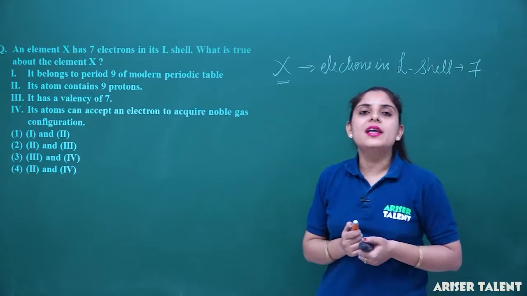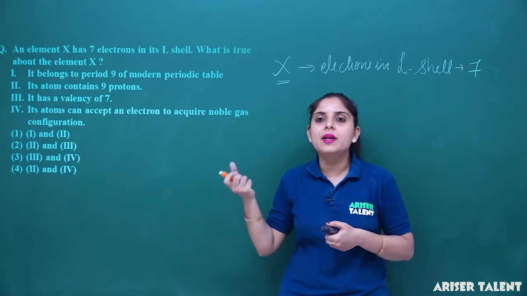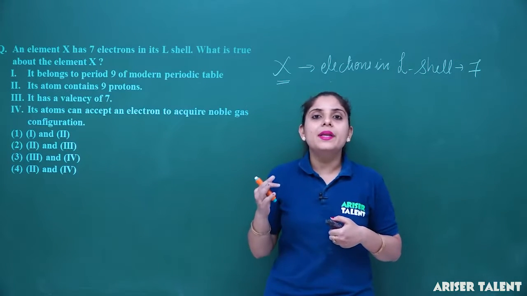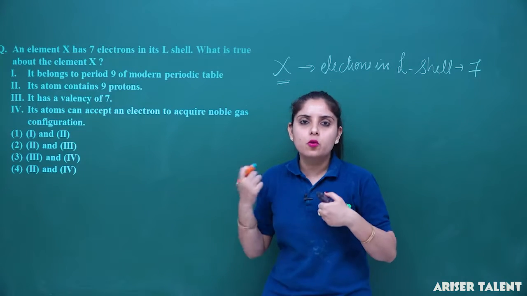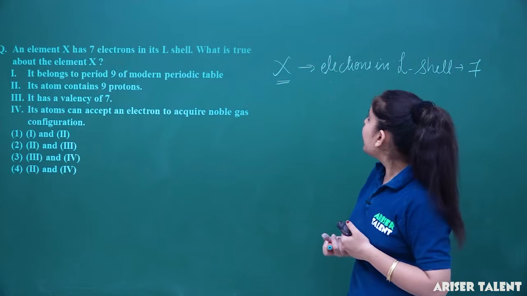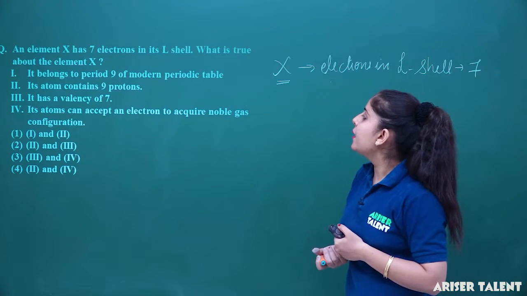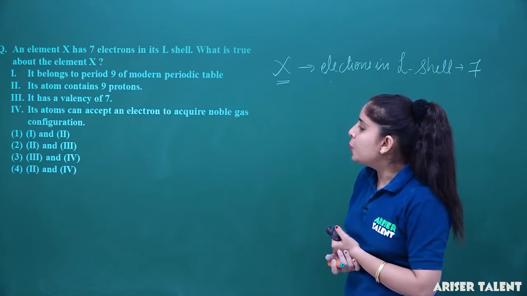So the outermost electrons are going to define the valency of an element, and from that you come to know about the period of an element, because the outermost electrons will tell you about the period or group of the element. It contains 9 protons, its valency will be 7, its atom can accept an electron to acquire the noble gas configuration. Now, which statements are true here?